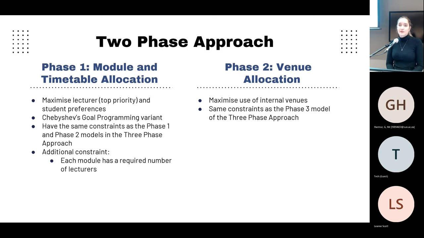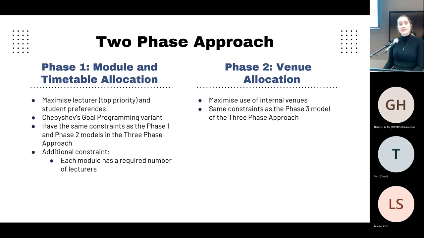Okay, and then we moved on to a two-phase approach, which we are currently still busy with. It's combining the lecture and the time slot allocation. So we are using all the constraints from the first and second phase of the three-phase approach, and we're going to be doing this using the Chebyshev goal programming variant.